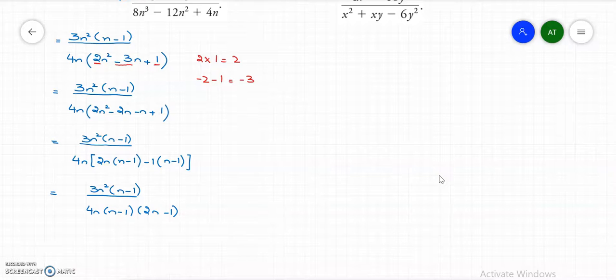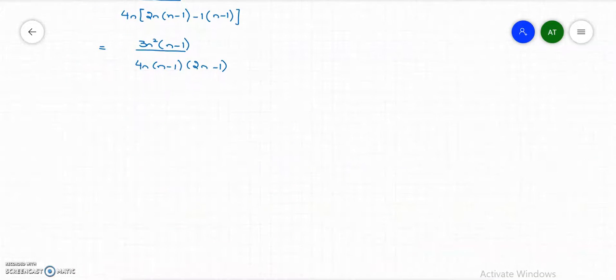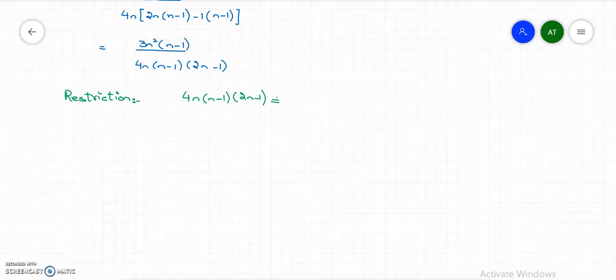Before cancelling the like factors we have to state the restrictions. So let me state the restrictions. How can we state the restrictions? We can state the restrictions by putting the denominator equal to 0. So for the restrictions we can say the denominator 4n into n minus 1 into 2n minus 1 is not equal to 0. So it means 4n is not equal to 0, the factor n minus 1 is not equal to 0, and the factor 2n minus 1 is not equal to 0.